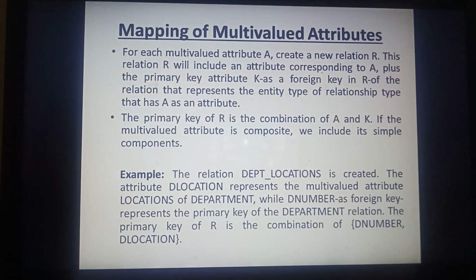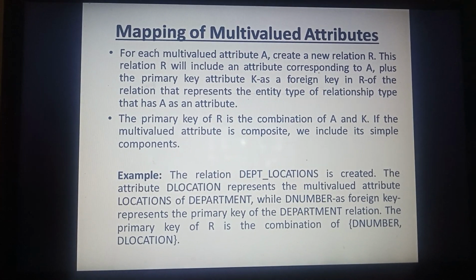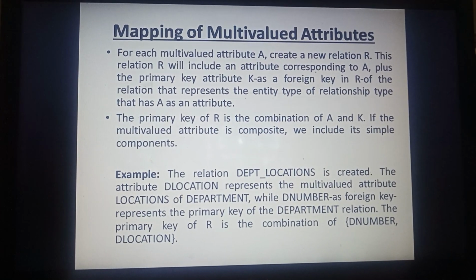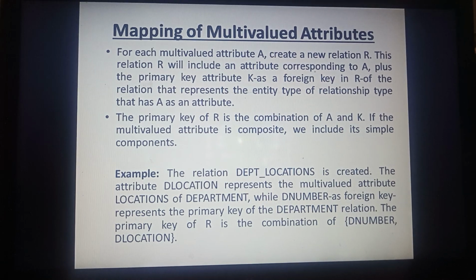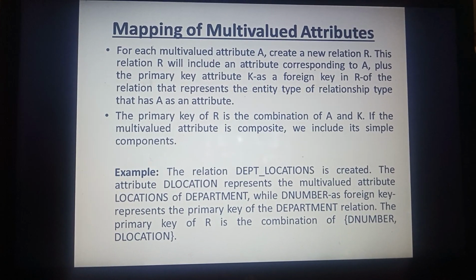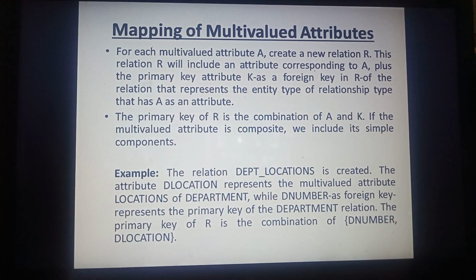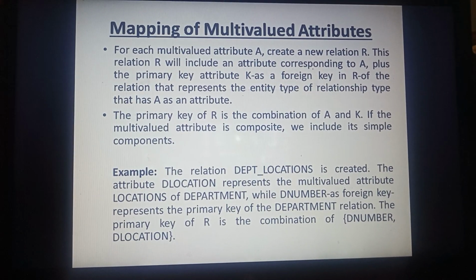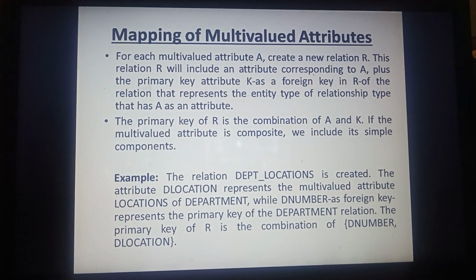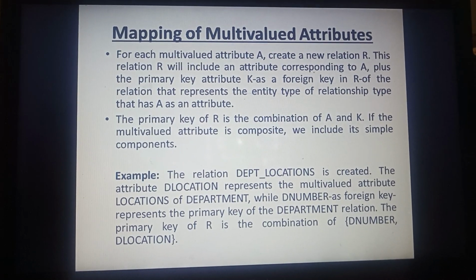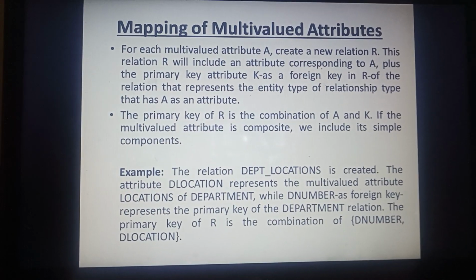The last step is mapping of multi-valued attributes. For each multi-valued attribute A, create a new relation R. This relation will include an attribute corresponding to A plus the primary key attribute K as a foreign key in R of the relation that represents the entity type or relationship type that has A as an attribute.